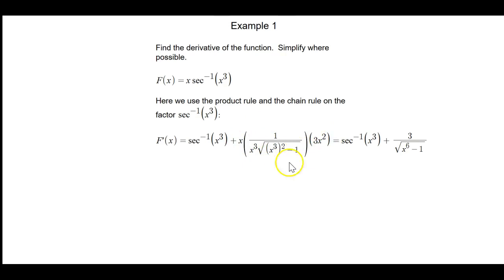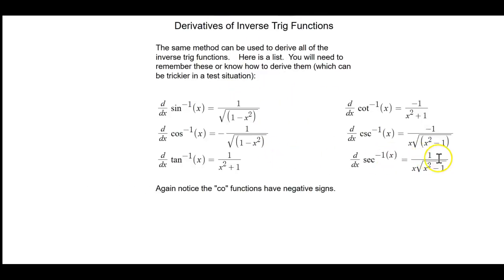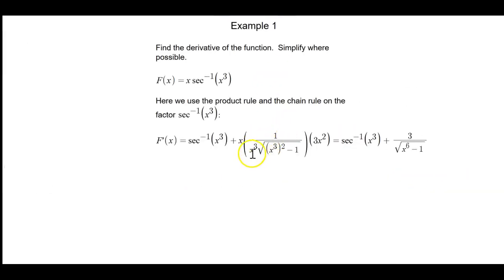So here's where I'm using the chain rule. So I'm using that newly derived derivative formula for arcsecant. So notice it's 1 over x times the square root of x squared minus 1. So I'm replacing x with x cubed because that's my inside function.